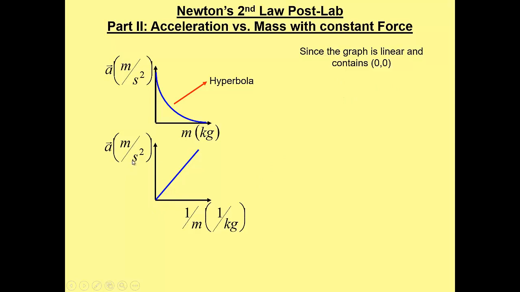And what do we know about the relationship between two variables when they result in a linear graph that goes through 0, 0? Yeah, those two variables are said to be proportional. But not acceleration and mass. That didn't give you a linear graph that went through 0, 0. It's acceleration and 1 over mass that are proportional.